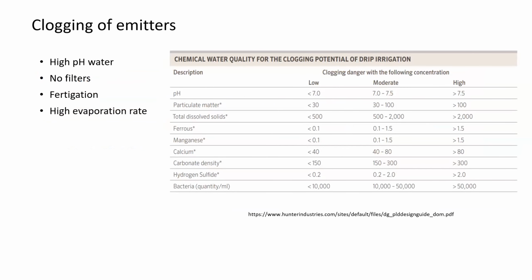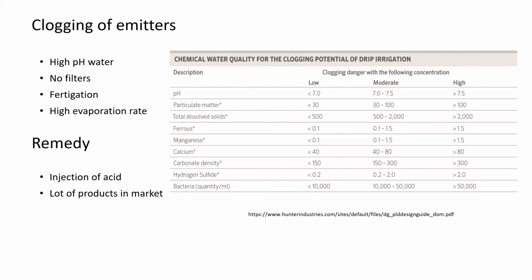Now, one thing to understand is that clogging of emitters also makes emitters inefficient. If we have water with high pH, if we do not include filters, or there is constant fertigation going on with a high evaporation rate like in Utah, then emitter clogging might be a problem in both drip and overhead systems. So watch out for that.